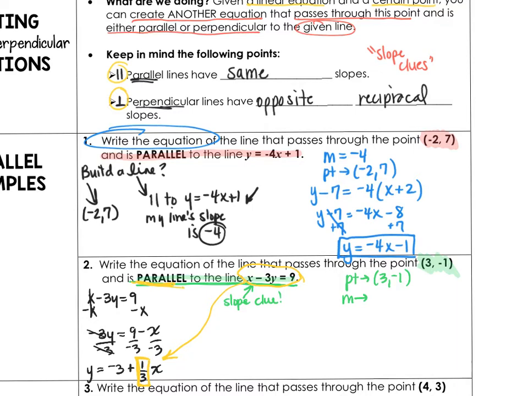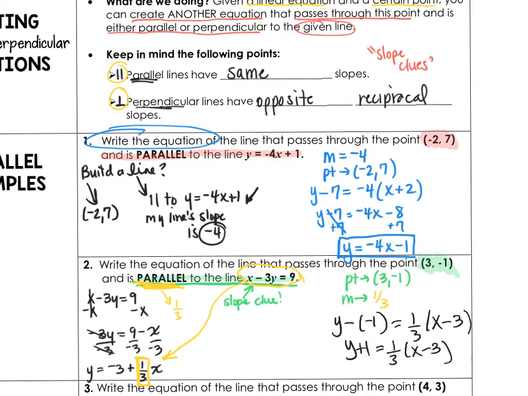So this parallel line has a slope of 1/3, which means the line I'm building has a slope of 1/3 because my line is parallel to it. So my line will have the same slope as it. Super. My line passes through (3, -1), and my line has a slope of 1/3. Let's build my line. y minus negative 1 is equal to the slope times (x minus 3), or y plus 1 is equal to the slope times (x minus 3).